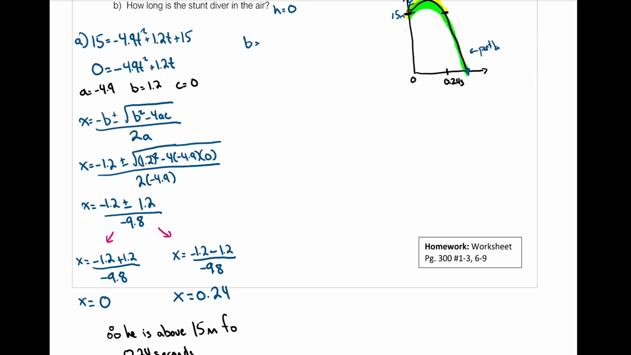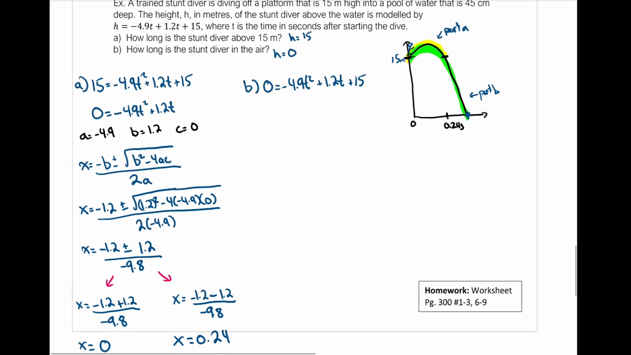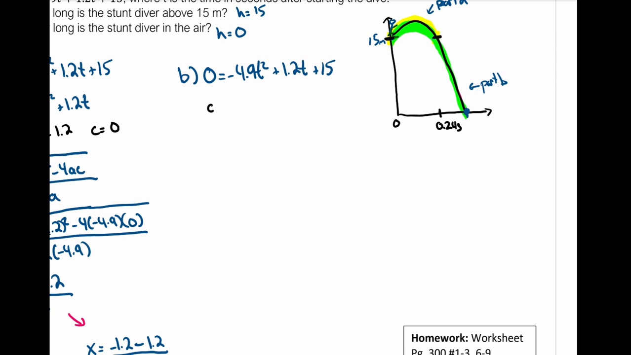For B, how long is he in the air for? Well, now we're going to do the same thing, except now we're looking for when does his height equal 0, because that will tell us that farthest distance. So instead of h, we're going to have 0, negative 4.9 t squared, plus 1.2 t, plus 15. I don't need to rearrange anything here. So my A, B, and C value I can get just from this form. So A is negative 4.9, B is 1.2, and C is 15.